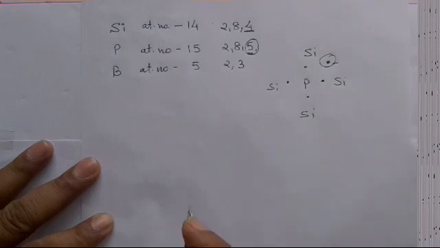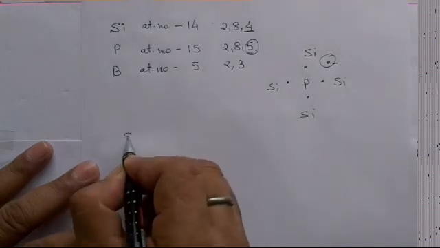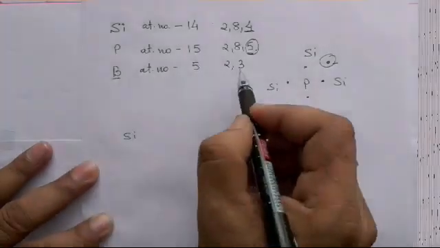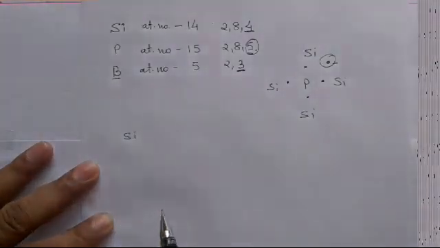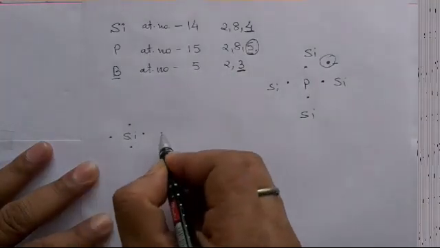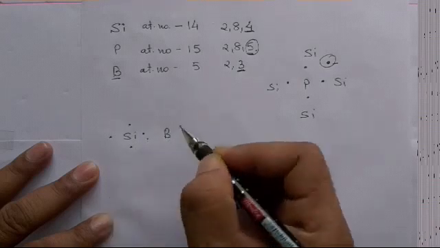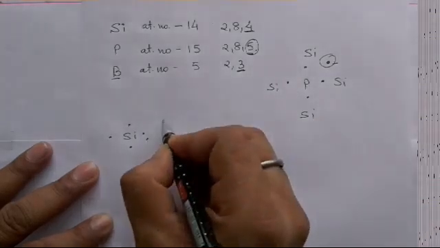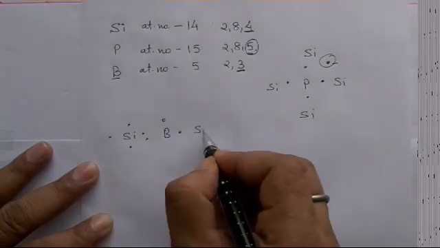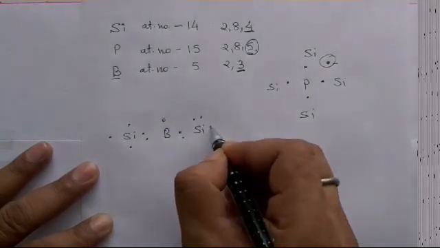Now let's see another case. If silicon crystal is doped with boron, boron has 3 electrons in its outermost shell, so silicon has 4 electrons. Now it is doped with boron. This is boron's electron, and how many does it have? It has only 3 electrons. That will be given or shared.